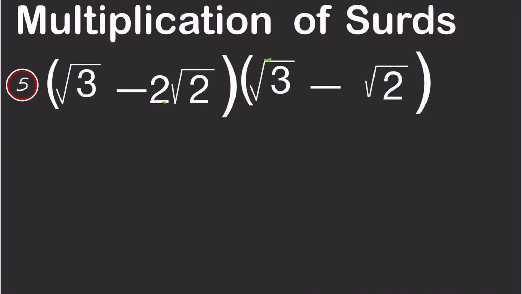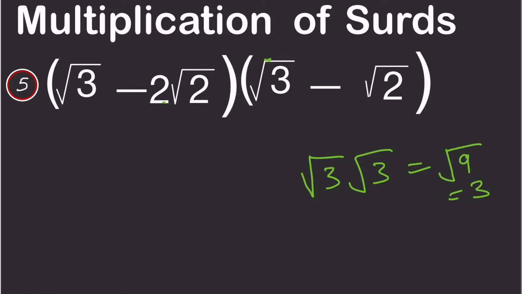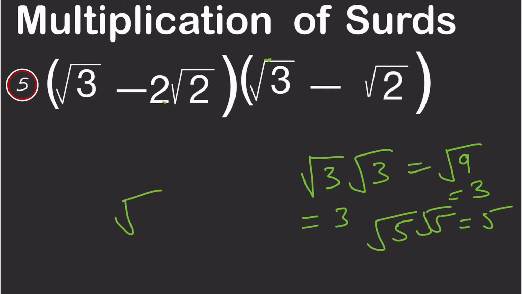So let's get started. Before we start, I want you to know that root 3 times root 3 will give you the square root of 9. What's the square root of 9? It is 3. It means when you have root 3 times root 3, you can just write 3 if you want. And if you have root 5 times root 5, you can just write 5. This means root a times root a is equal to a as well.